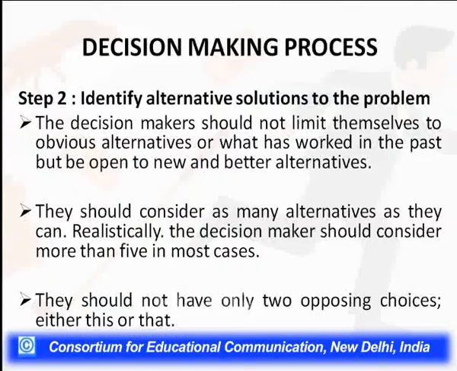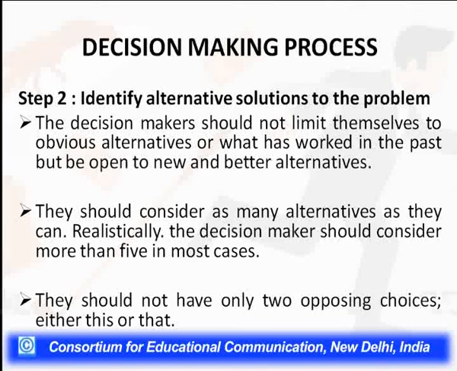So keeping all those considerations in mind, you are able to define the first step in the decision making process, that is defining a problem. Now coming on to step 2, you have to identify the alternative solutions to a problem. The decision maker should not limit themselves to obvious alternatives or what has worked in the past, but be open to new and better alternatives.